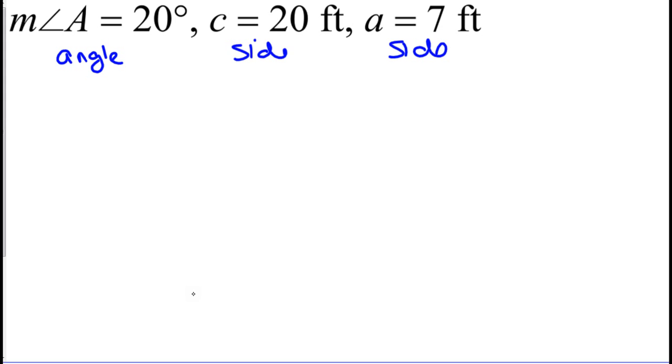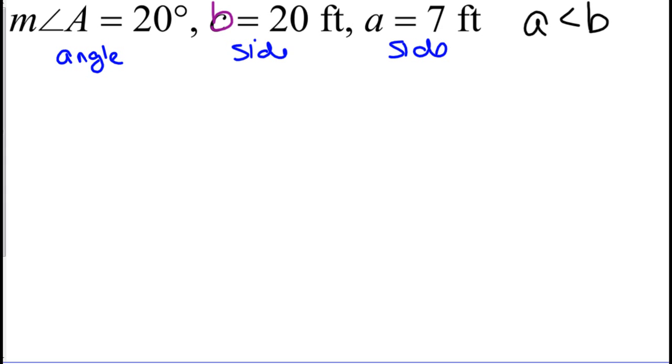Now, we have in class been making sure that we were dealing with angle A and side A, and this middle side right here, that one in the middle should be side B, so we can just go ahead and rewrite that, and that's okay. Now, we know that our A is 7 and our B is 20. So we know that A is less than B.